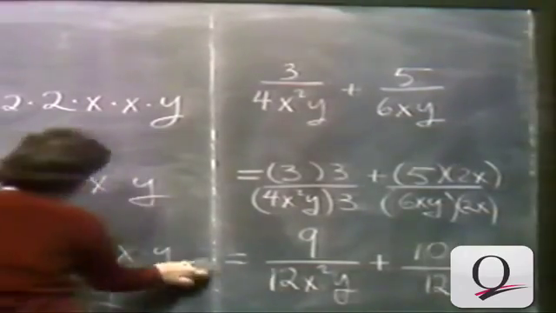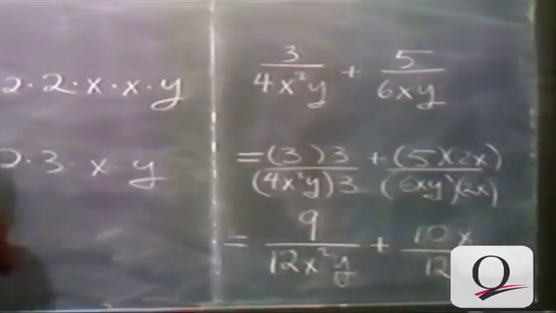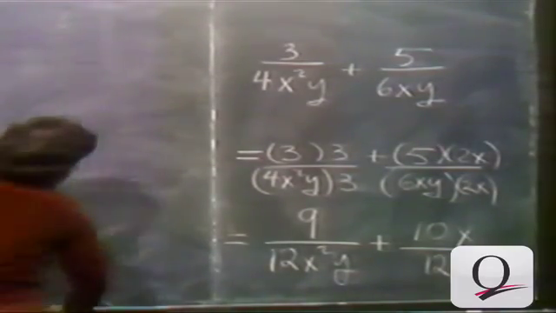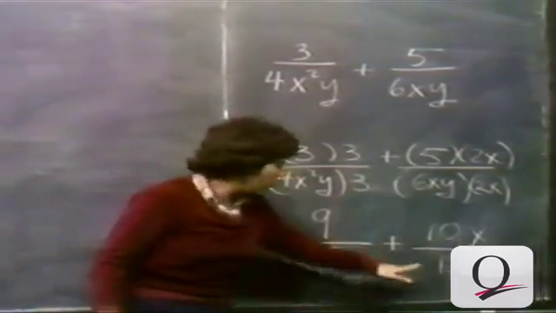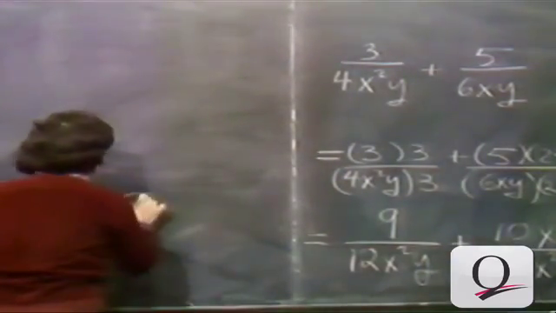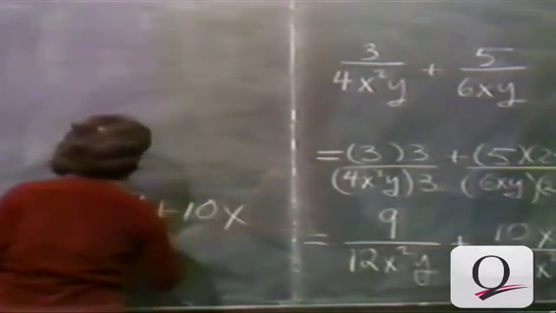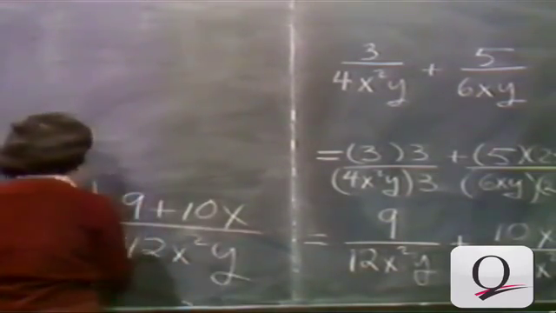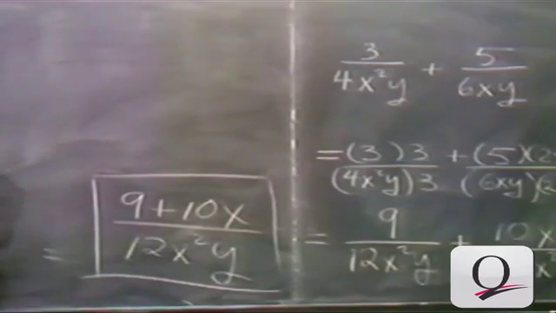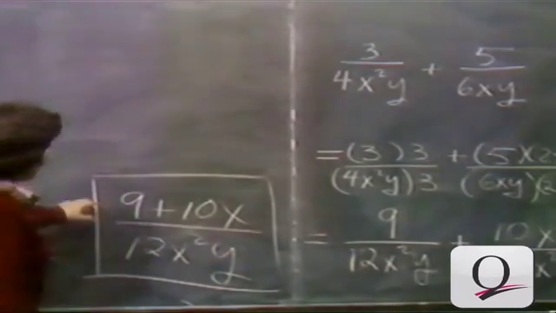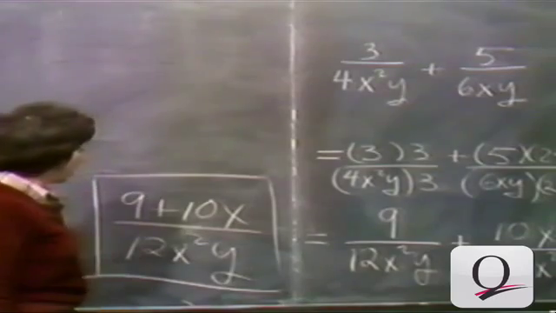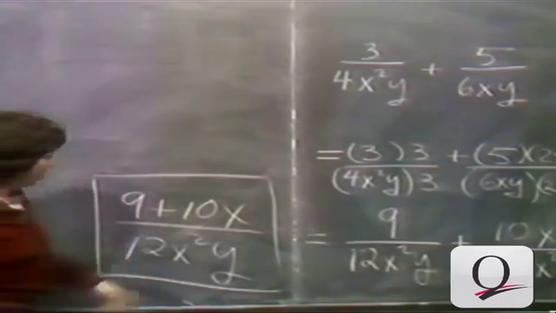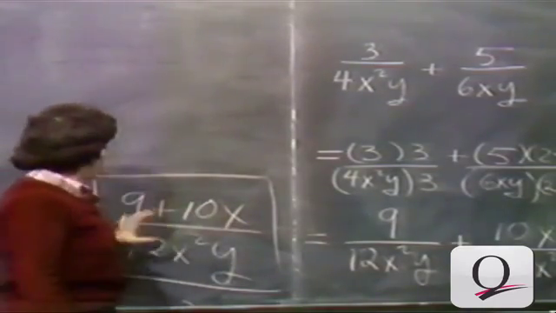And now we're ready to add the fractions. For our final answer, we're adding two fractions that have the same denominator. So we add the numerators, and we combine over the same denominator. This is the answer. You can't reduce it any further. Don't try to take things out of the 9 and the 12, or factor out these x's.